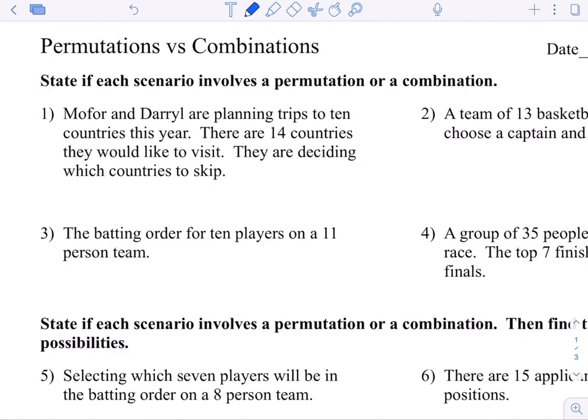So they are planning trips to 10 countries this year out of 14 that they would like to visit. Essentially, they want to choose which countries they are going to skip. Now, they do not specify what particular countries to pick first. Since there's no specification, order doesn't matter, and this would just be a combination, because they don't specify on the countries at all.